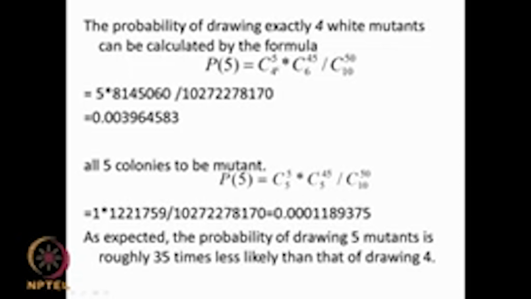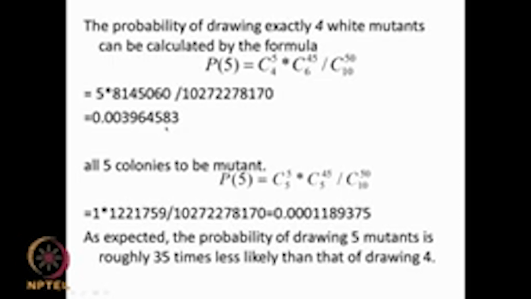So, what is C 5 4? If you remember the factorial, this is factorial 5 divided by 4 factorial divided by 5 minus 4 factorial, this one is 45 factorial divided by 6 factorial divided by 39 factorial, this is 50 factorial divided by 10 factorial divided by 40 factorial. So, if you do this C 5 4 will come out to be 5, and this particular 45 factorial divided by 6 factorial divided by 39 factorial will come out to be this, and this will come out to be this. So, you end up having a probability of 0.0039.